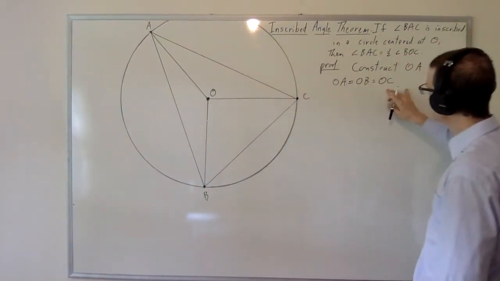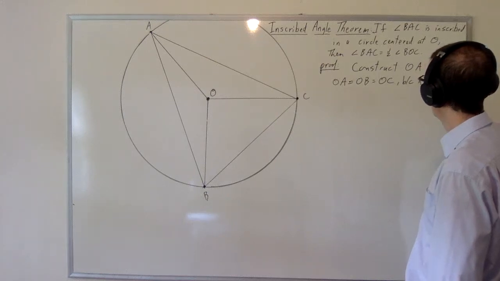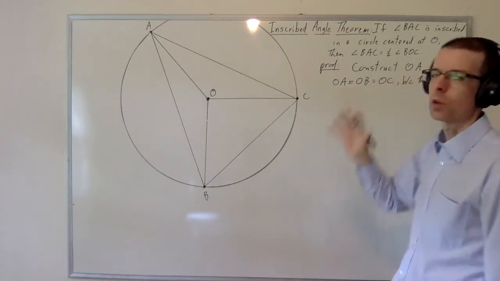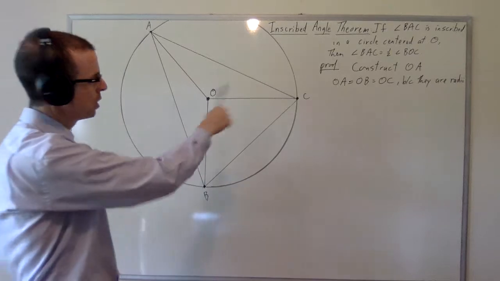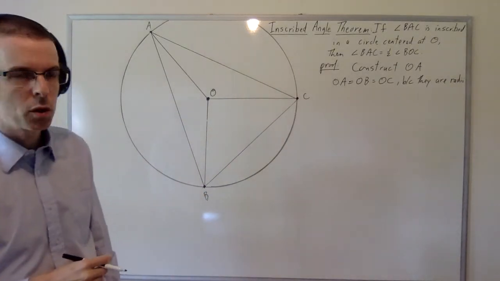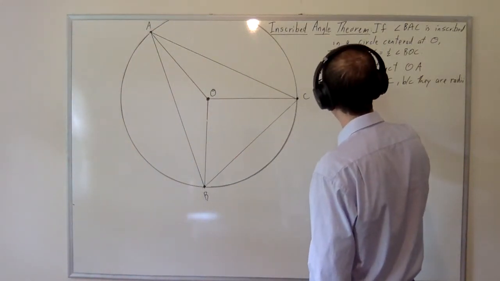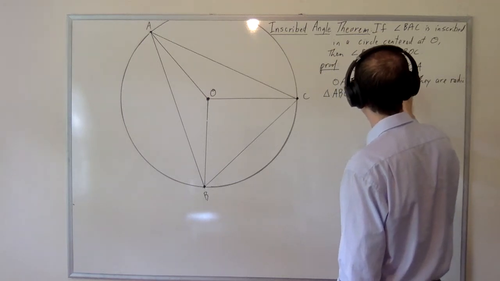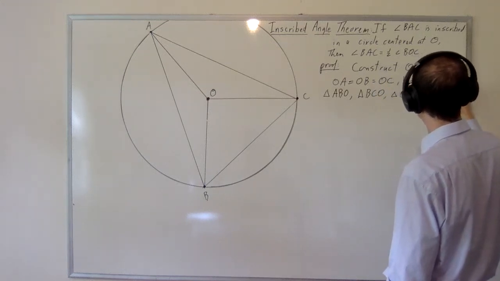Okay, so if we're going to assert some equalities, then we should have a reason. And this is because they are radii. Radii, of course, not just radii of different circles, but of course radii of the same circle. So we get those equalities. If we have those things, then we have various triangles in this picture that are isosceles. So let's point them out here. So triangle ABO and triangle BCO and triangle CAO are all isosceles.